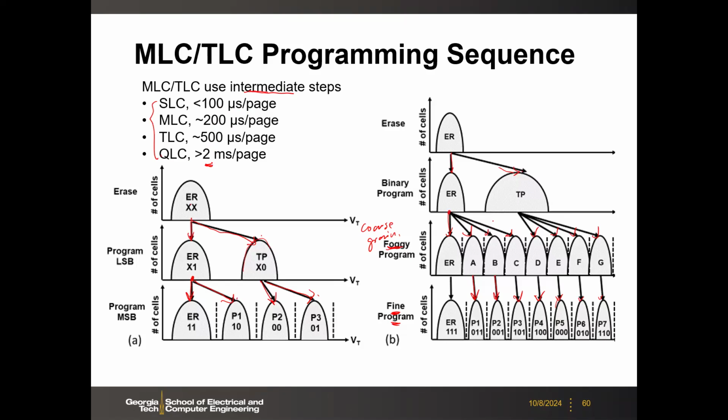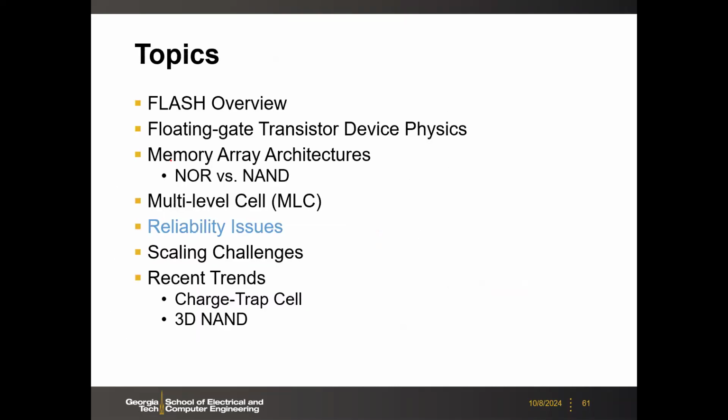So you see the trade-off. You get higher density, but then you get slower speed, right? Like your SSD, the capacity becomes larger, but then slower. This is a trade-off because you have to do this read and verify. Any questions here? Okay. So then let's move on to the reliability issues.